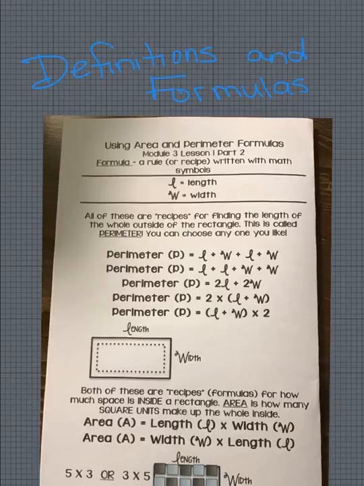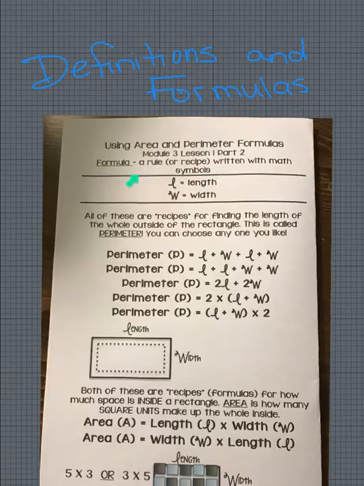Okay, take 2 on using area and perimeter formulas. Yesterday was a little tricky, so we decided to break this into 2 parts and go back and look at what the parts of a perimeter are and what the parts of area are. So if we look at our notes, hopefully they're glued into your notebook, on the next new page, again, a formula is a rule or recipe. We talked about recipes yesterday, written with math symbols.